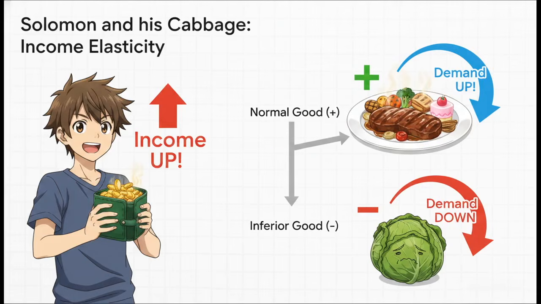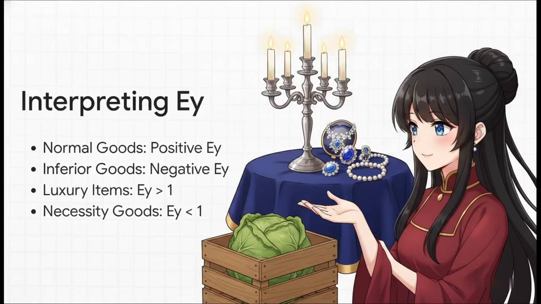But if the coefficient is negative, it's an inferior good. As your rand increases, you abandon that budget cabbage for, say, a premium steak. The cabbage is an inferior good. Not because it's bad for you, but because economically, you simply outgrow it.